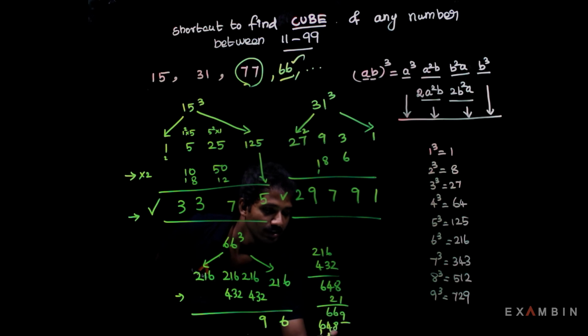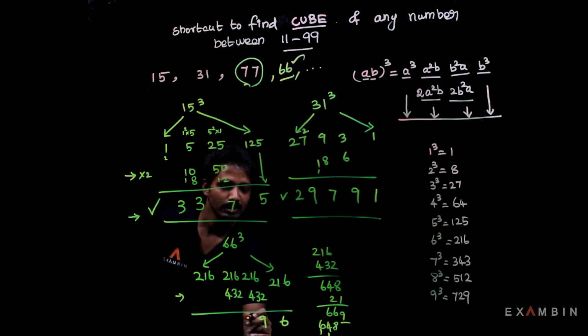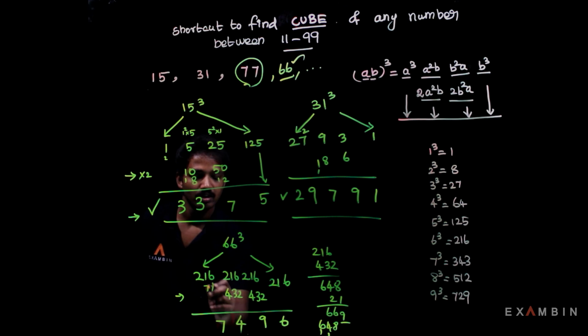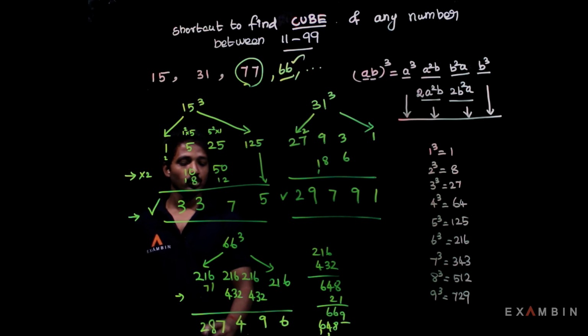7, 7, 14. In 7, 14, I am writing only 4 here. So 71 I am carrying down. I'm taking 71. 6 plus 1, 7. 7 plus 1, 8. 2. The answer will be 287496 for 66 cube.